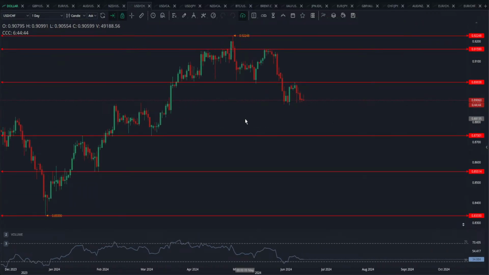USD CHF, there's a very clean downtrend here in this one, although there is an RSI divergence we can see. Now we'll be sure about that only when the price makes a lower low. In case the price makes a lower low and RSI fails to make a lower low, then it will be a bullish divergence.